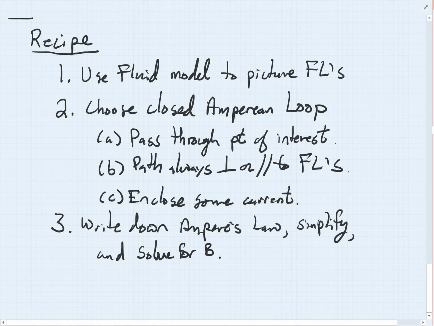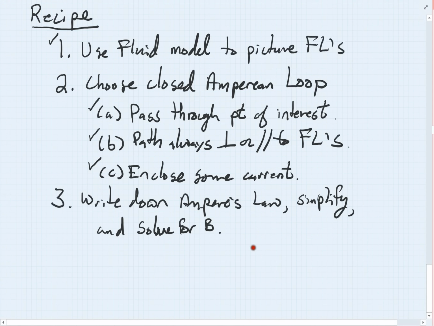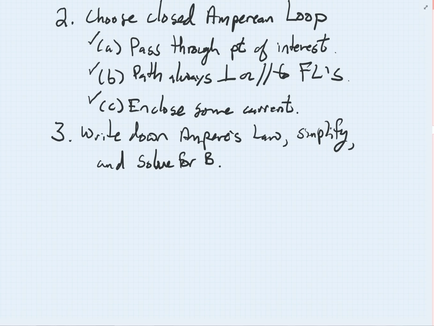So far, of course, we've managed to picture the field lines. We've chosen our loop, and as we said, it went through the point of interest. It was always parallel, in this case, to the field lines, and it definitely enclosed some current. So now we're focused on step number 3. So let's write down Ampere's law.